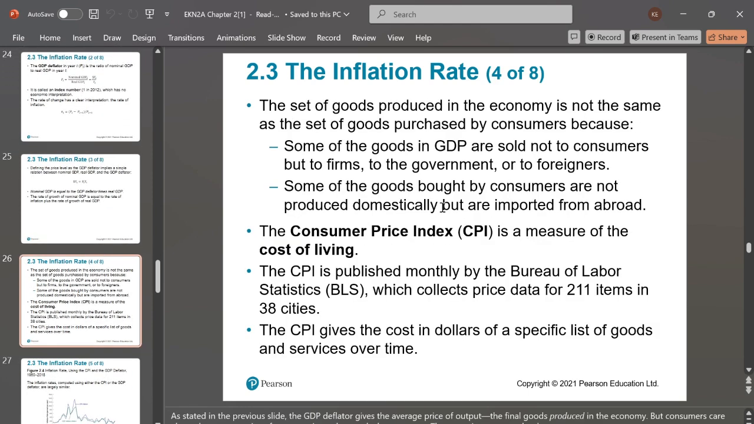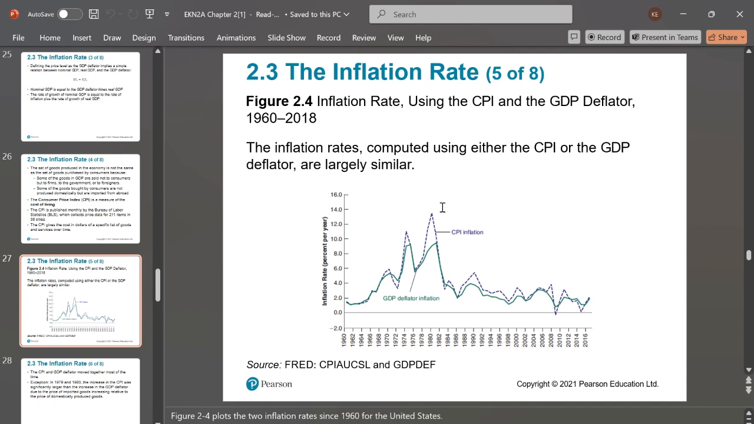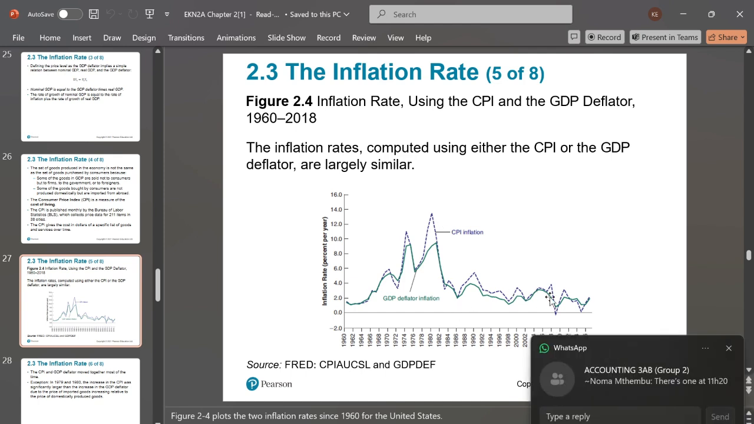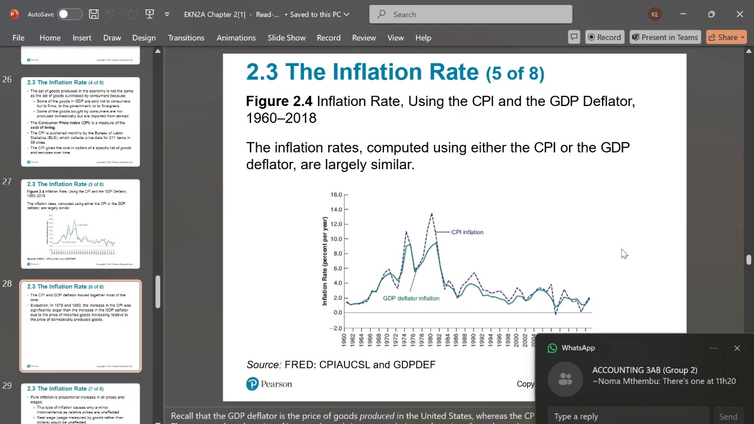And then, yeah, you can read through these slides. It's really not hard. So this is basically showing the inflation rates using the consumer price index and the GDP deflator. You will find that usually your CPI inflation is higher than your GDP deflator inflation. And yeah, that is basically the general assumption.